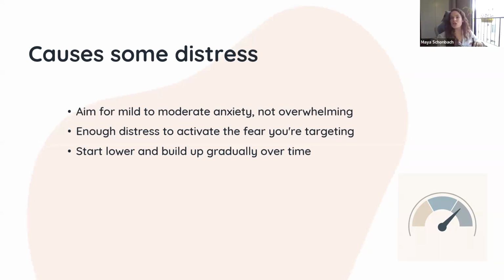You're not going to jump in and go to a 9 or a 10 trigger. That's not going to be helpful, and it's just going to stop the practice very early. And you don't want to start with a 1 or a 2, because then you're not going to get a feeling of success from practicing that exposure. So we want to do between a 4 and a 6 on the distress scale.